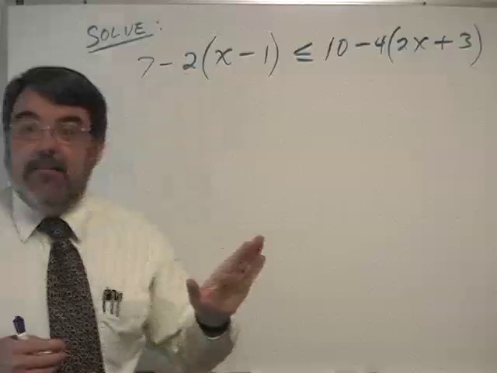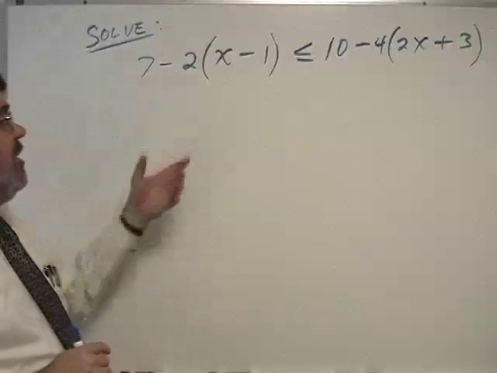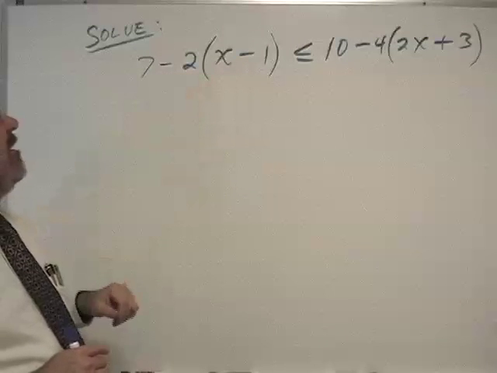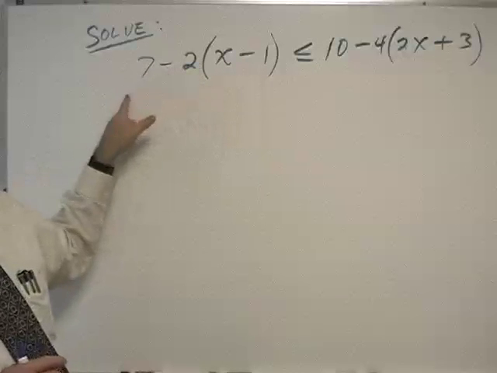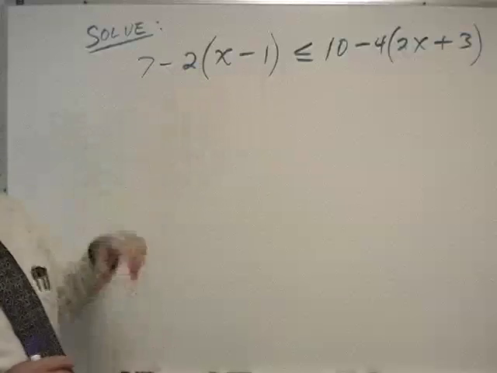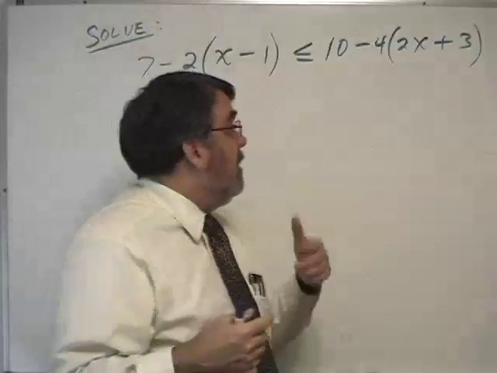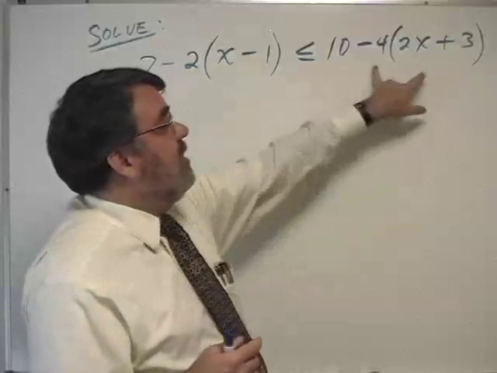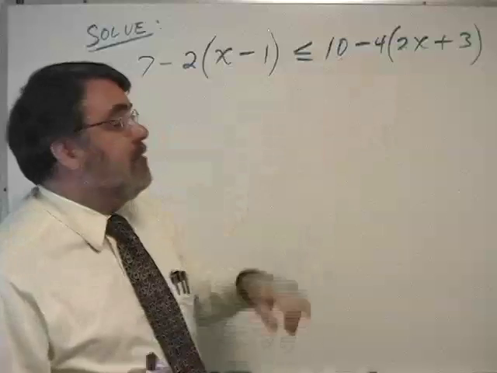Do you know why? Remember, the order of operations in algebra says to multiply before you subtract. And so I need to multiply this part together before I subtract it from 7. So don't go 7 minus 2, 5, because that violates the order of operations. It would be a similar situation on the right-hand side. We need to multiply 4 times the parentheses and then subtract that from 10.